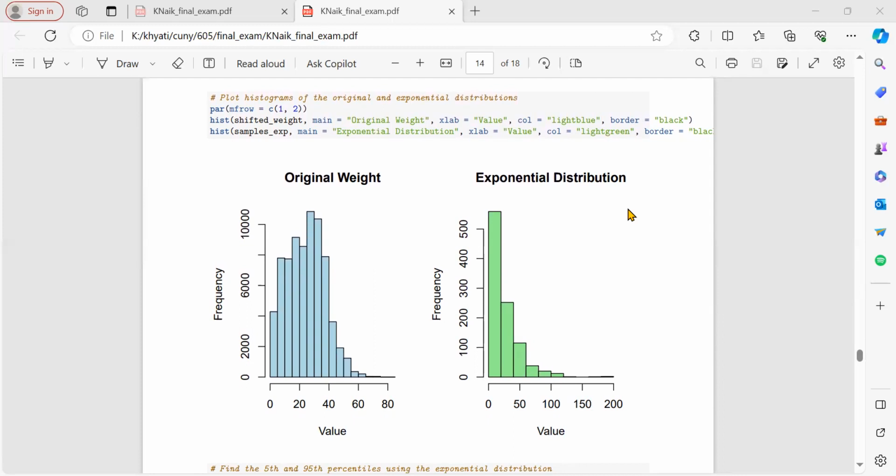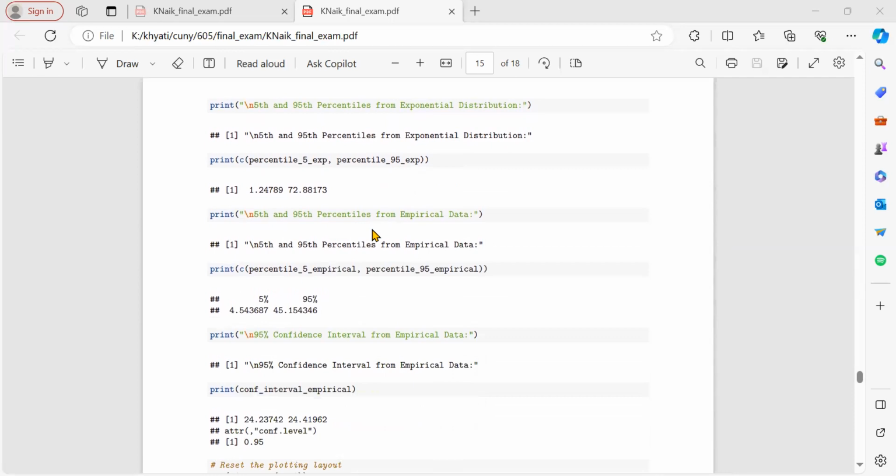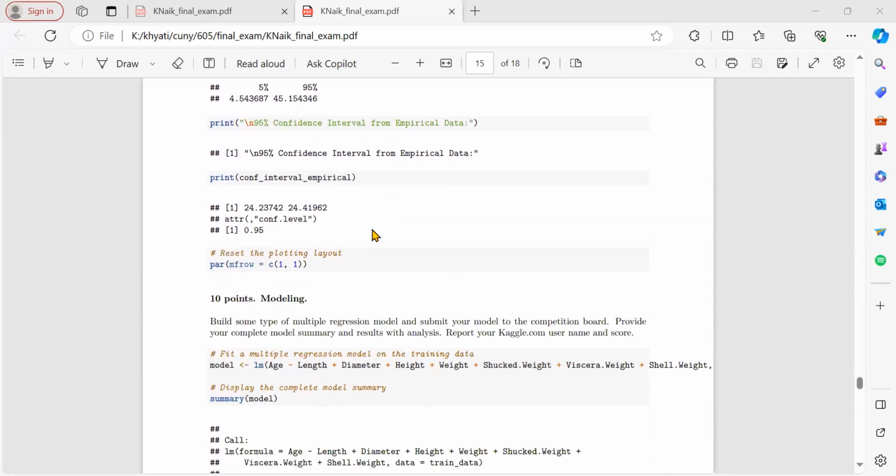Basically, fitting an exponential distribution to a skewed variable allows for a more in-depth exploration of the data distribution. And further, we are comparing it with the different percentiles, 5th and 95th. Comparing the percentiles from empirical data and the exponential distribution provides us insights into the goodness of the fit. And here are the results for the 5th and 95th percentile.